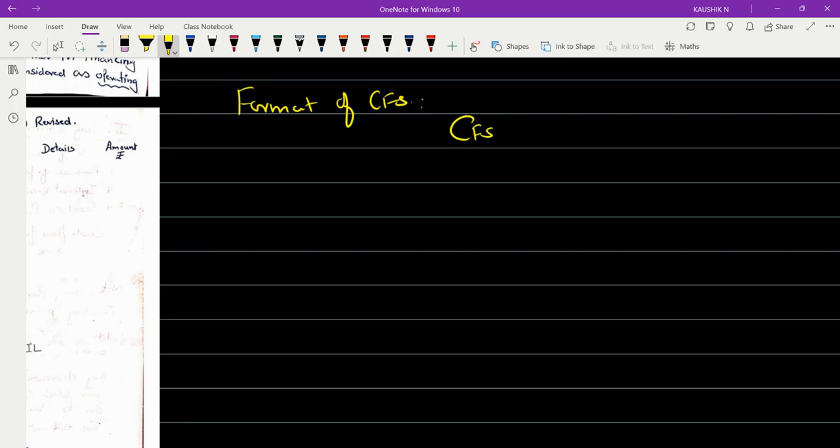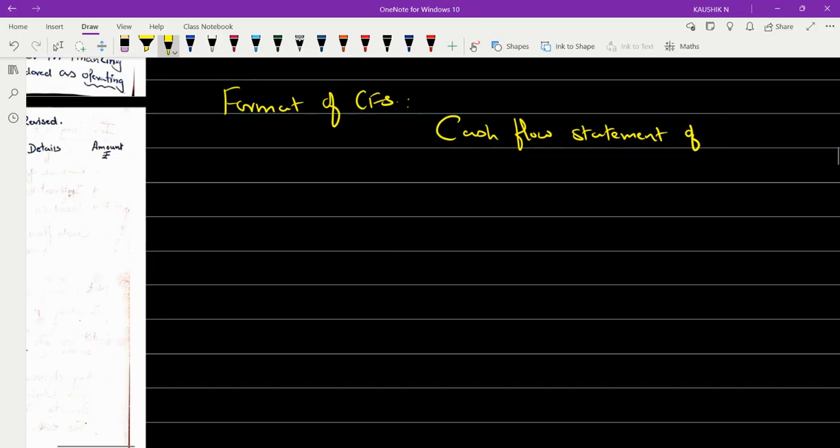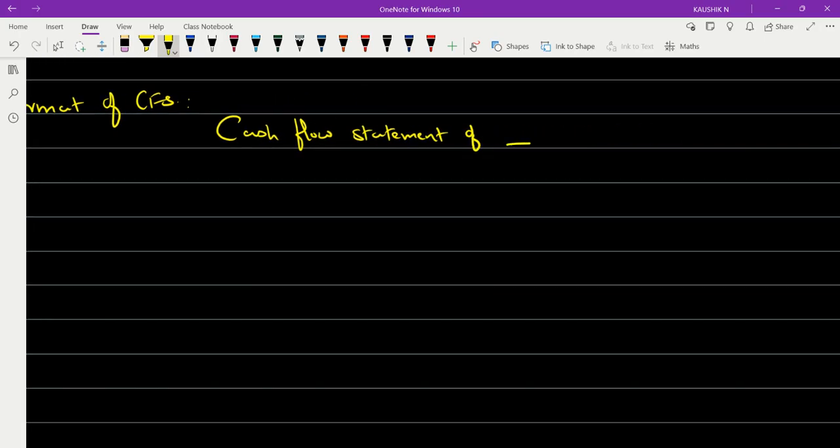You should not use the shortcuts. So what you have to do is write the name of the company in full. So, cash flow statement of the name of the company.